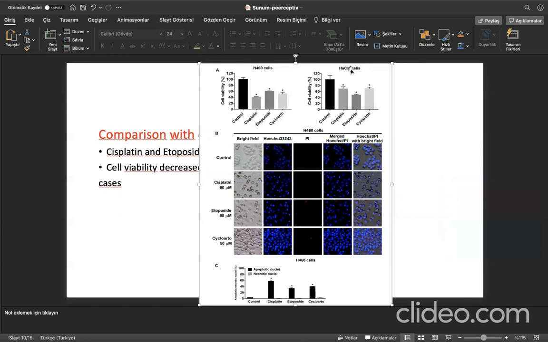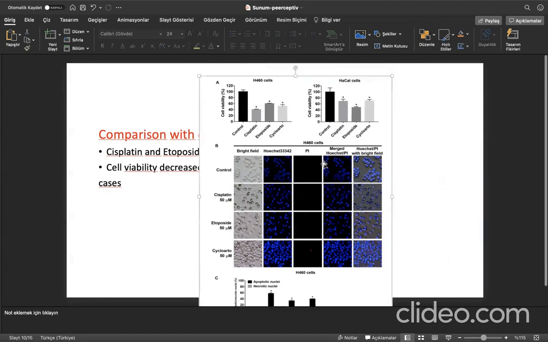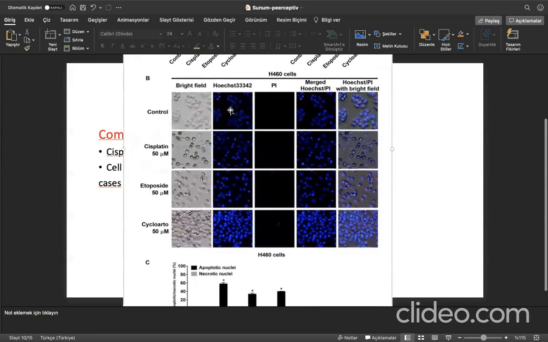And in normal cell lines, for example, cycloartobiloxanthone has a better effect than cisplatin, or almost the same, I can say. So you can see the nuclear immunofluorescent assays for apoptosis, cisplatin, and cycloartobiloxanthone, and you can see the nuclear condensation formation for all three lines.